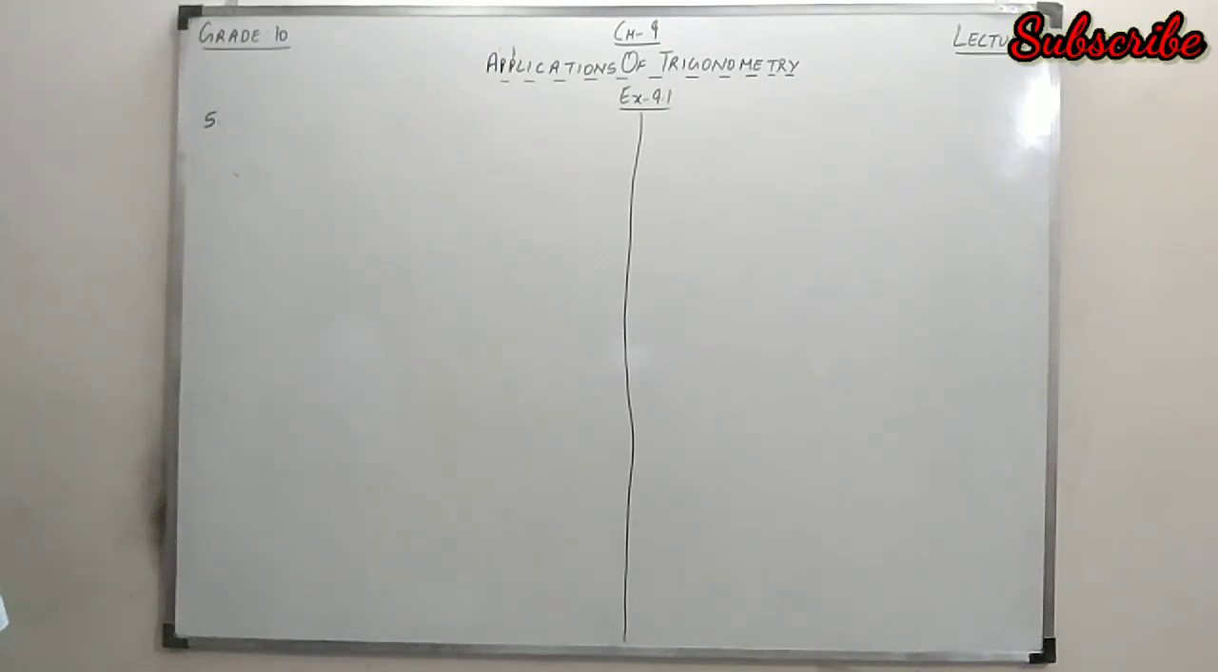In question number 5, it is given a kite is flying at a height of 60 meters above the ground. The string attached to the kite is temporarily tied to a point on the ground. The inclination of the string with the ground is 60 degrees. Find the length of the string assuming that there is no slack in the string.